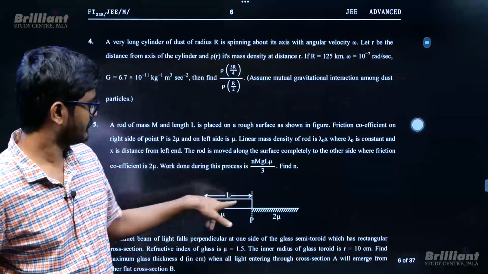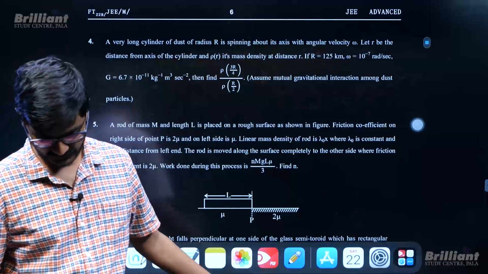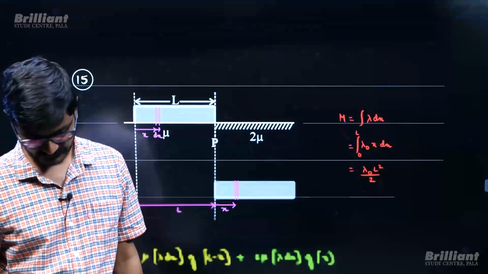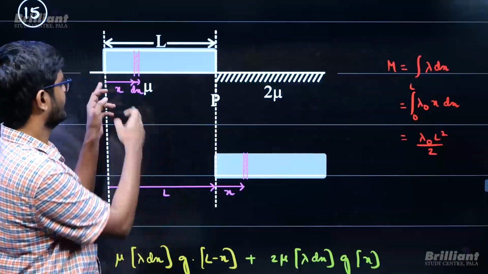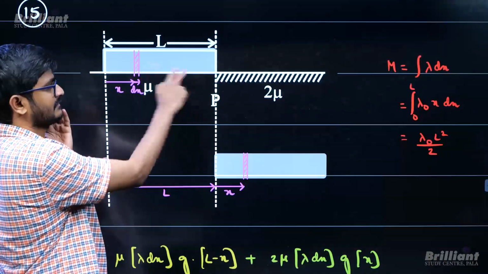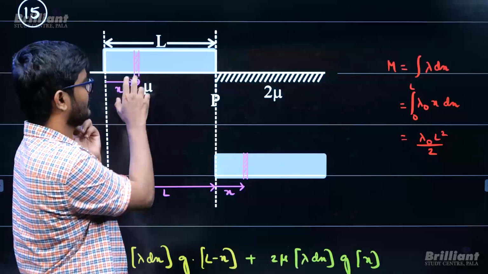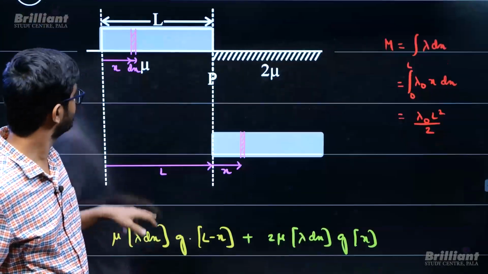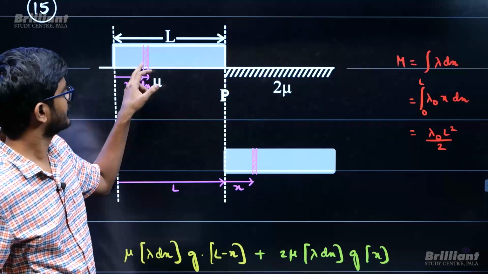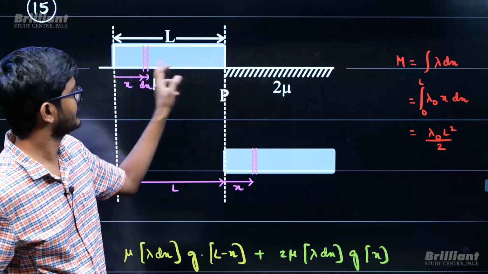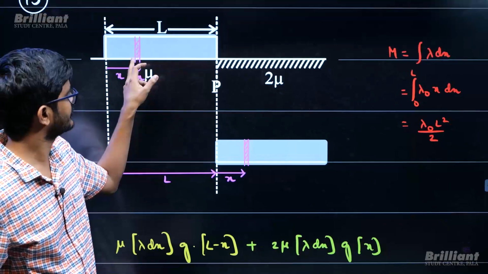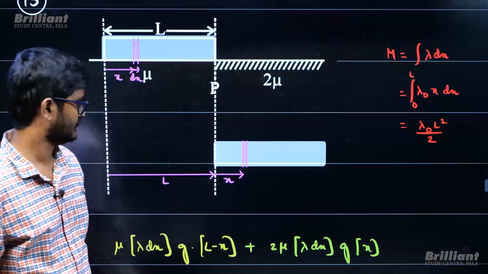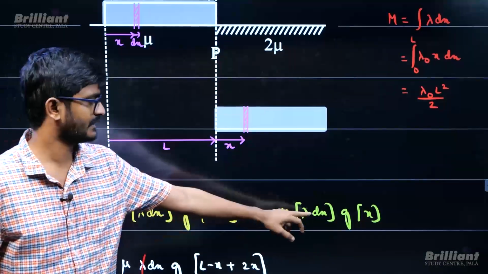A rod is moving from here to here, and you need to find the work done, and the coefficient of friction is different in both the cases. If I take some element at a distance x, and the mass density is varying, this mass is going to be lambda at x into dx. Now it is going from here to here, so how much distance is it traveling? It is traveling L minus x with mu and x with 2 mu.